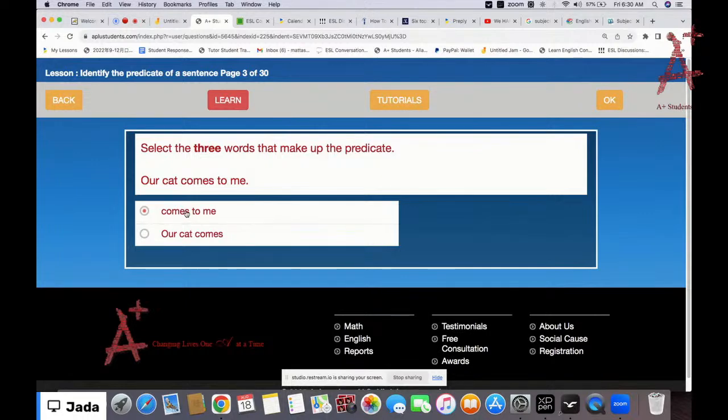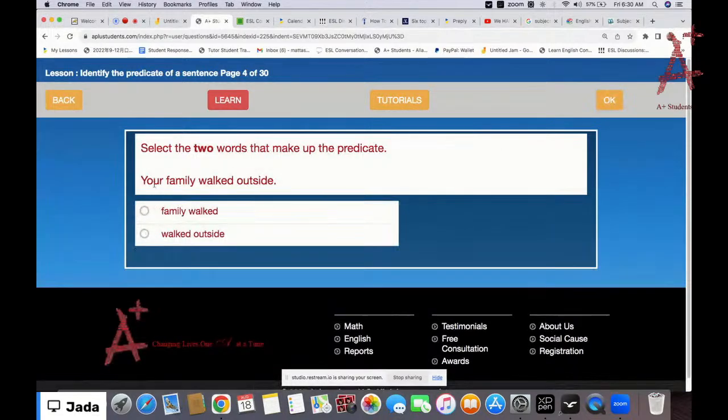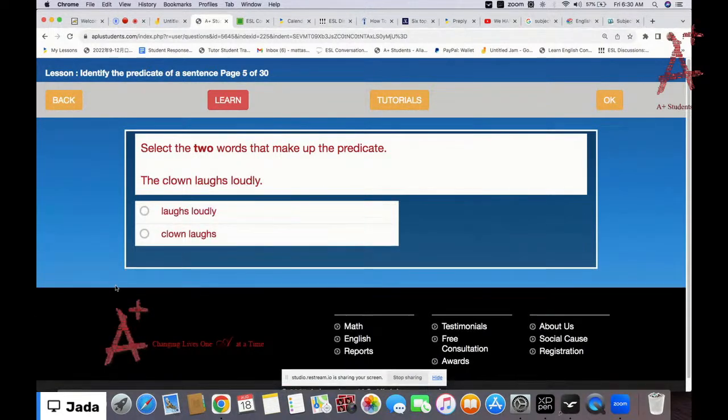So that's basically everything. Moving to the next one. Your family worked outside. Your family is the subject, and worked outside is the predicate. Now, the clown laughs loudly. The clown is the subject, and laughs loudly is the predicate, that is the action going on. So yeah, the predicates.